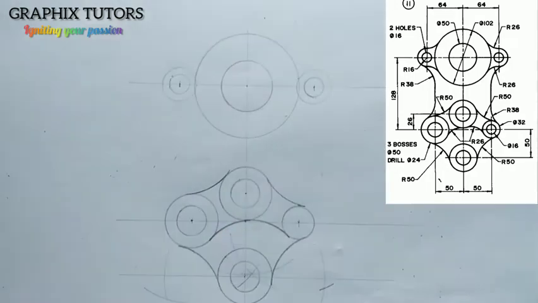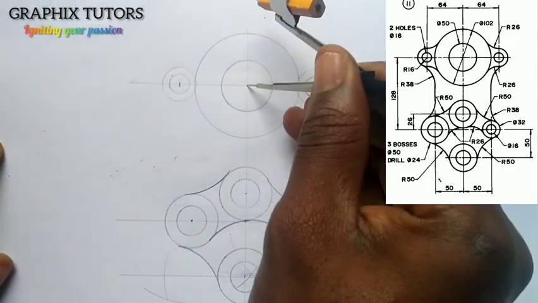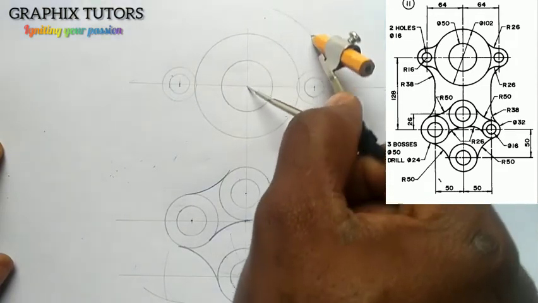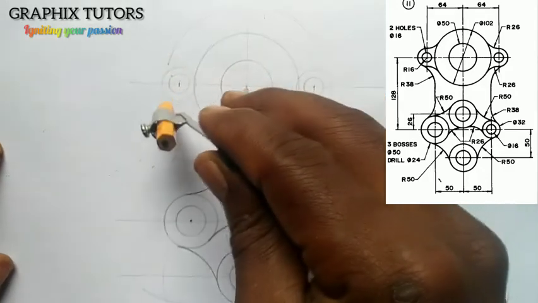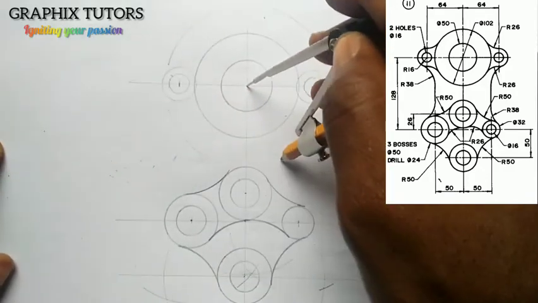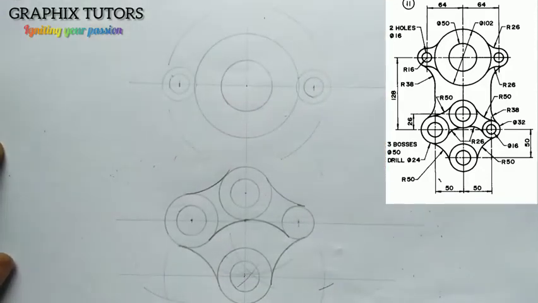And I'll place it at this point here, the center here. I'll strike an arc here. I'll strike another arc here. I'll strike at all the 4 points here to make it easier that way. You see what I did?